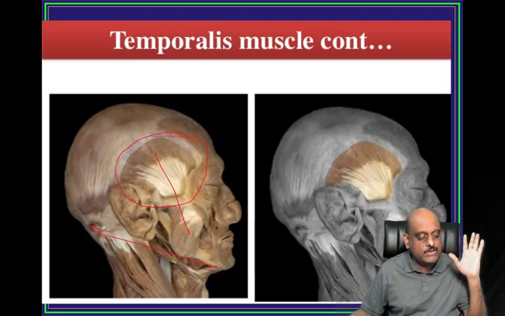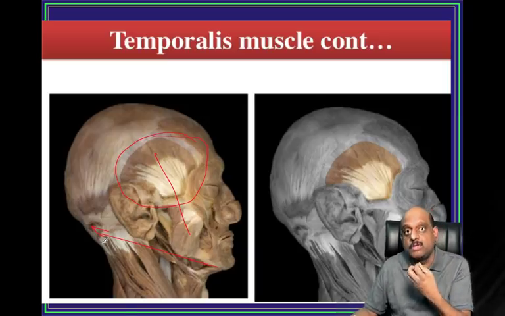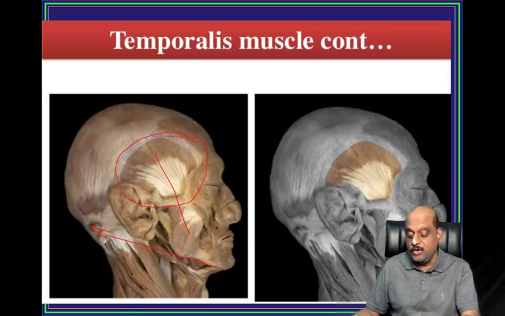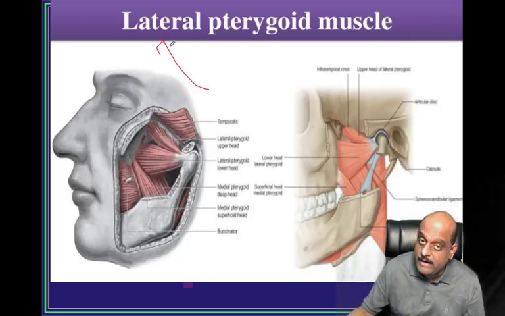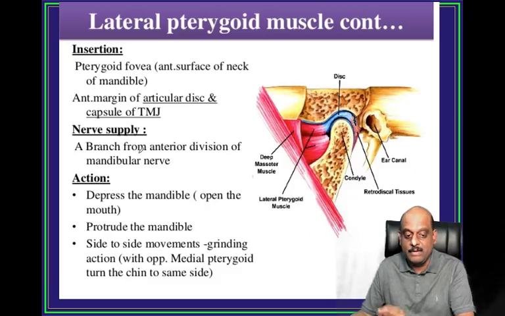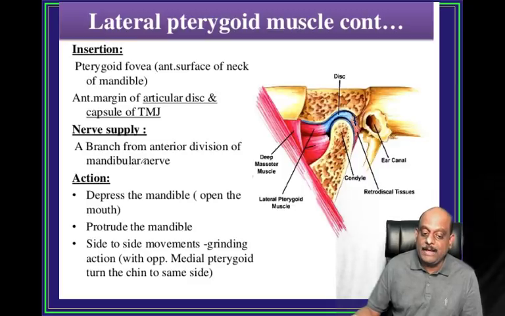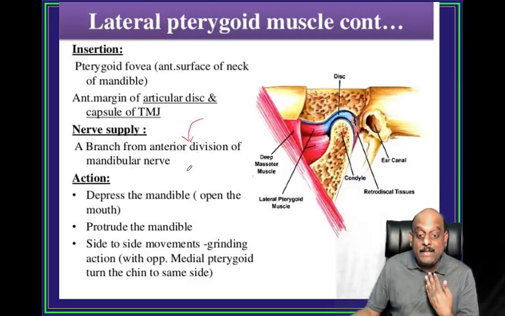Examiner clearly asks you the question. What are retractors? What are elevators? What opens the mouth? What closes the mouth? Abba, you should remember. Next, lateral pterygoid muscle. देखो, it has got one nice belly here, one nice belly here. So typically it is the anterior division of the mandibular nerve. It depresses the mandible.